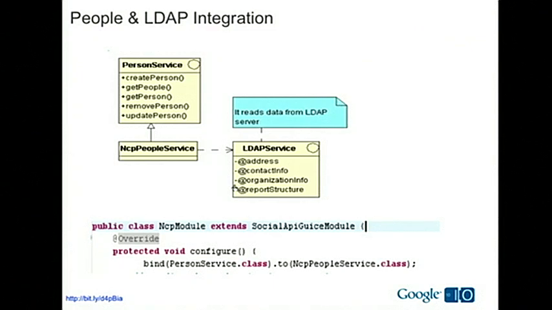So we found that since the LDAP already has that kind of information, we extended the person services from Shindig, and from that we get all that LDAP information automatically for your users. When the user logs in for the first time, they get pretty much 80% of their profile filled in, and it is automatically synced with the backend server every night. Of course, we also extended the social API Guice module to bind our implementation with that interface.